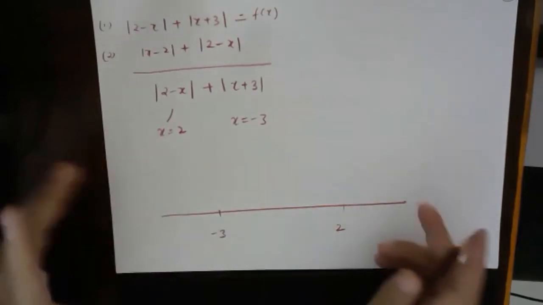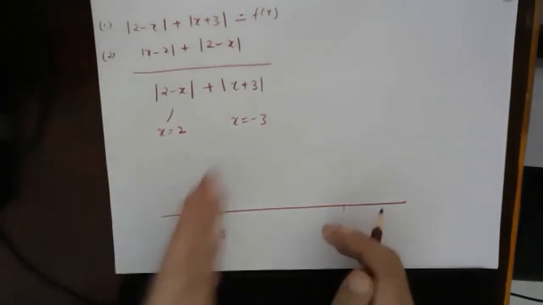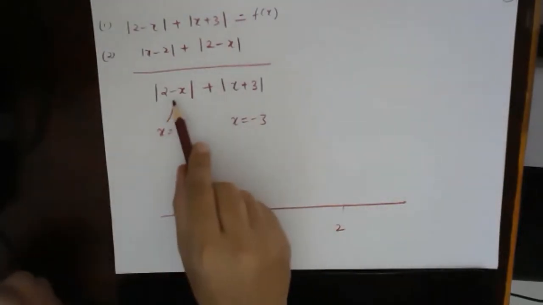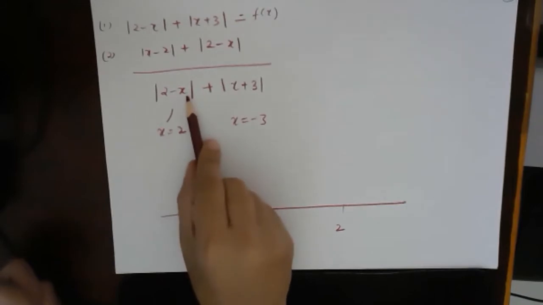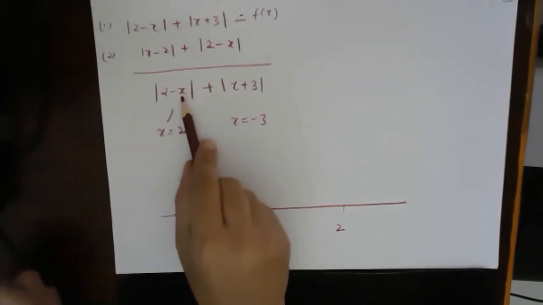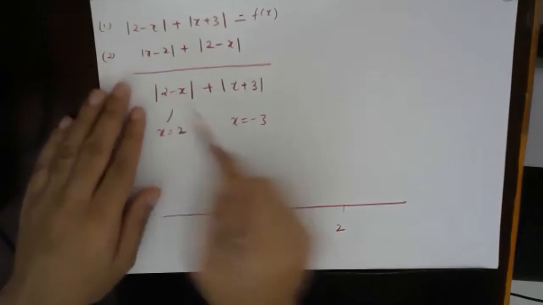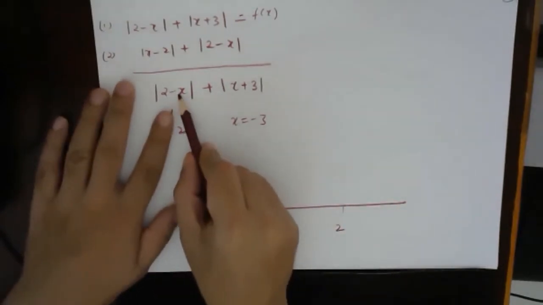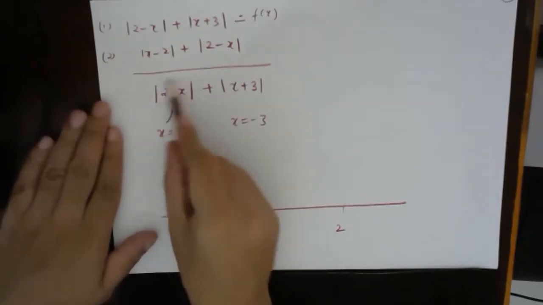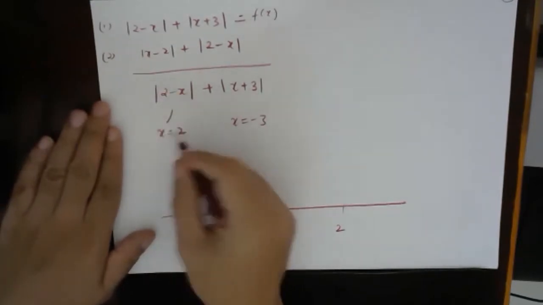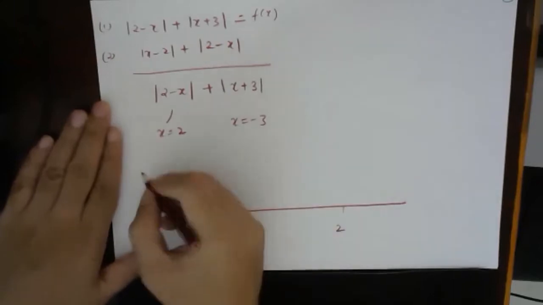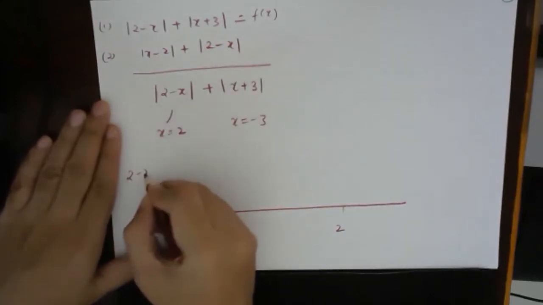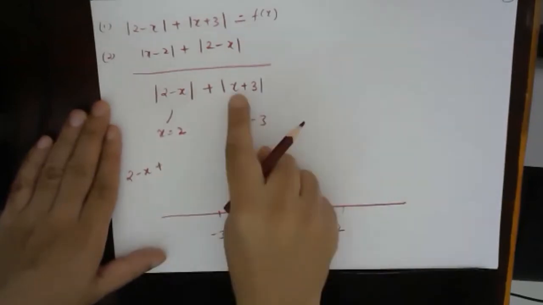So we have got 3 divisions. Before minus 3, let's take minus 10. Before minus 3, anything I substitute, 2 minus x will be positive. So this modulus will open with a positive sign. So just check it. If this opens with a positive sign, this will be 2 minus x as it is, plus this one.